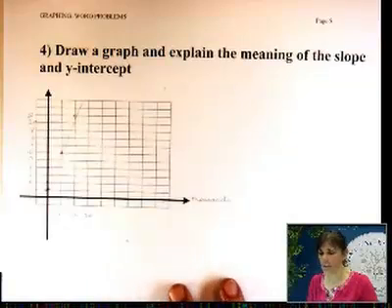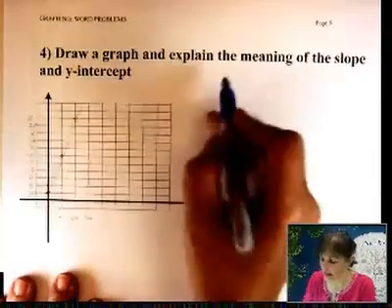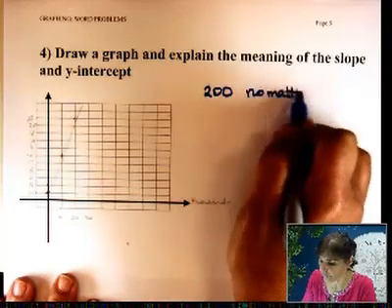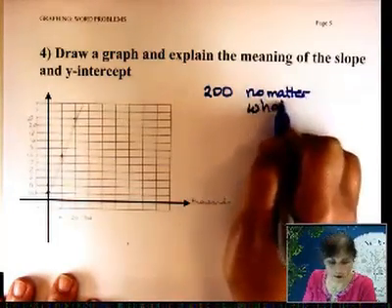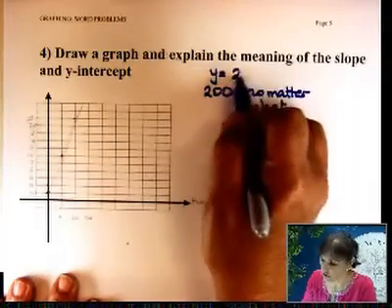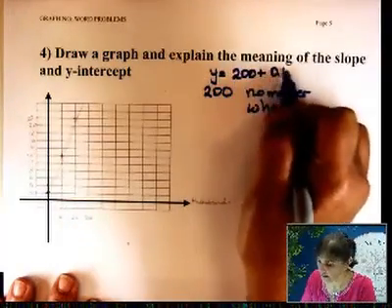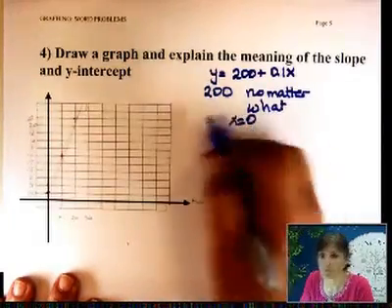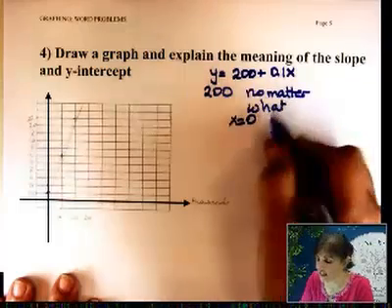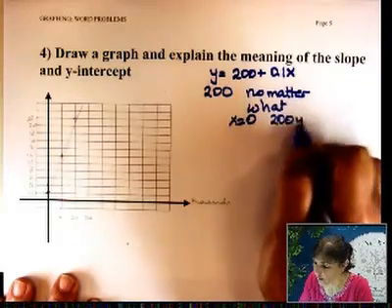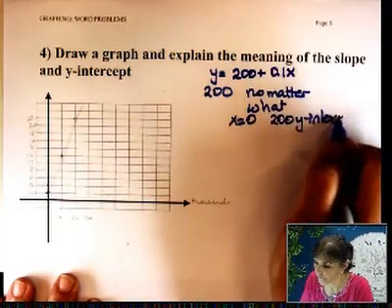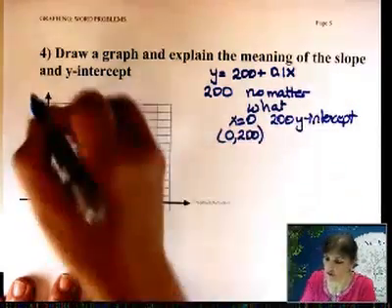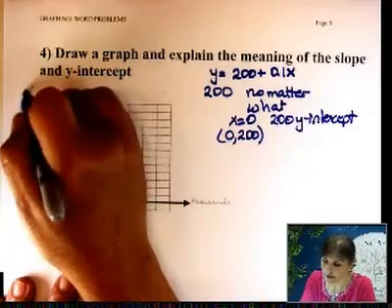draw a graph and explain the meaning of the slope and y-intercept. Remember, he made $200 no matter what. No matter what means, here was your equation, 200 plus 0.1x. So if he sold nothing, he would make $200. Does that remind you of anything? That's your 200, it is your y-intercept. Okay? 0, 200.